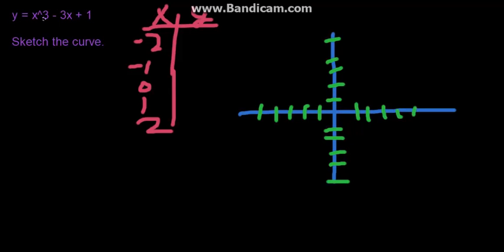0 cubed is 0 minus 0, and that's just 1. So I actually don't know why I did this whole thing, but we're only going to plug in this. So that's (0, 1). Just because I always like to go for 1, because it just seems simple.